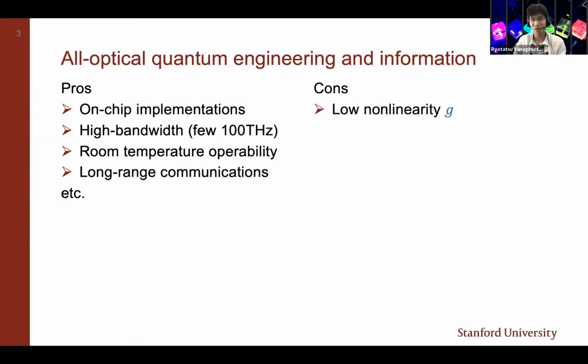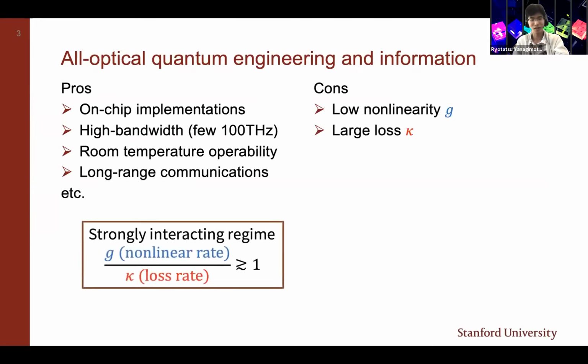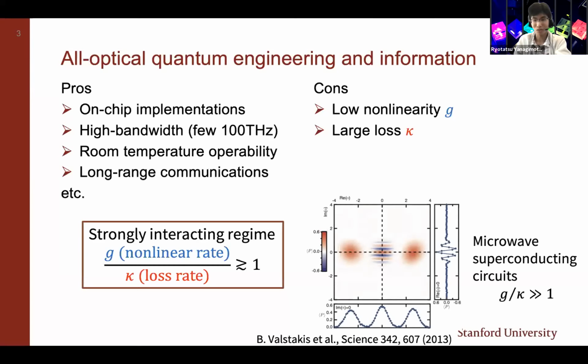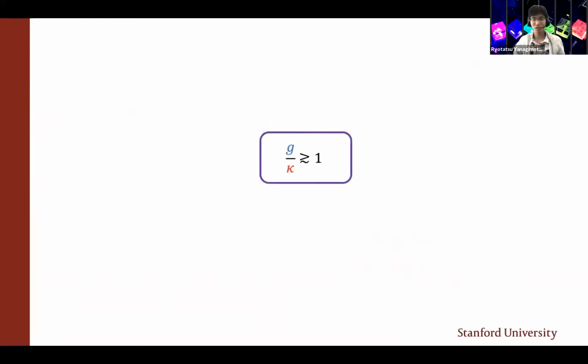But when we start to use it as an all-optical platform for quantum engineering, we find a problem of low nonlinearity compared to the loss rate. What it means is that when the ratio of the nonlinearity with respect to the loss rate is not greater than 1, we can't really see exotic quantum states that have a lot of utility for quantum engineering. The strongly interacting regime is generally referred to as a regime where the nonlinear rate is faster than the rate of the loss. Okay, so we want to get to this regime.